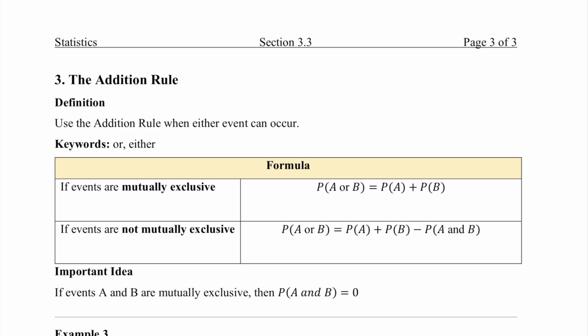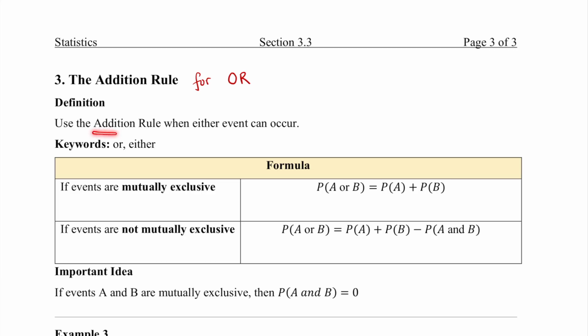Hello everyone. Today we'll introduce the addition rule, which helps us find the probability that one event or another event occurs. Unlike the multiplication rule, which is used for "and" situations, the addition rule is used for the "or" situations. The key is recognizing which type of probability question you are being asked. Let's get started.